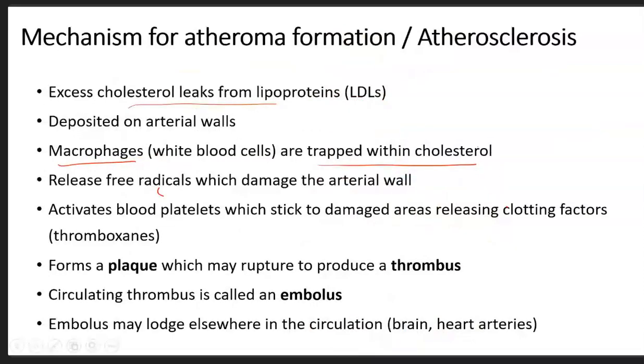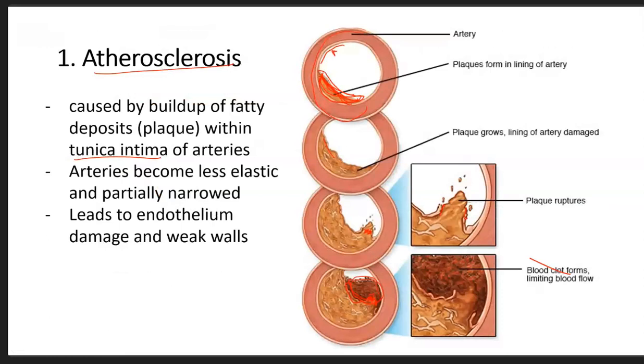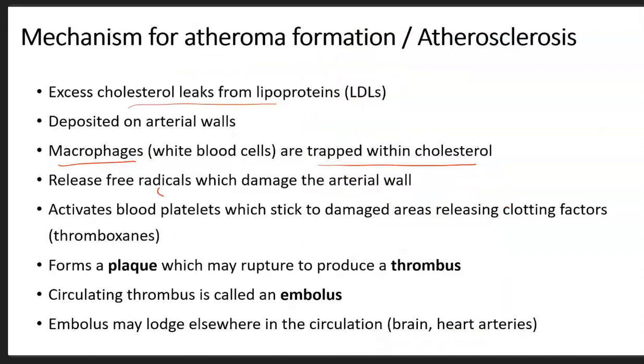So activate blood platelets stick to the damaged area, releasing clotting factor, okay, clotting factor, thromboxane, okay. So dia akan, in this lead, the rupture of this plaque, okay, causes blood clot to form. So form a plug which may rupture to produce thrombus.